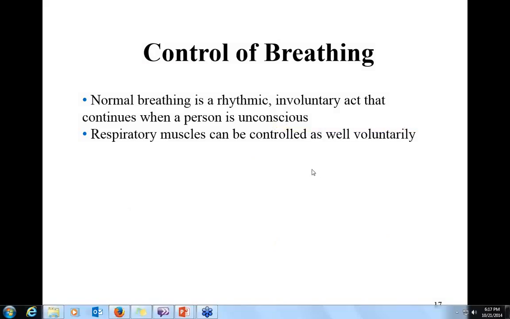Okay, normal breathing is rhythmic, involuntary. In other words, you don't usually have to think about breathing. Although, now that I've said something about breathing, you're probably thinking about it. So you can control your breathing. So when you take yoga, you can take your deep breaths in and exercise. But you don't have to.